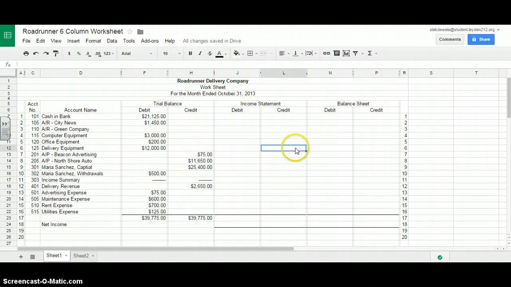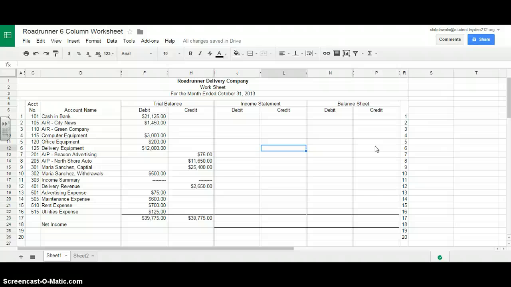Moving on to the fourth section, we've got our income statement. This income statement is going to tell us if we had income or if we experienced a loss, which would not be that great for a company. And then the last section is our balance sheet, okay? And our balance sheet is going to include all of our permanent accounts, our assets, our liabilities, and our owner's equity.